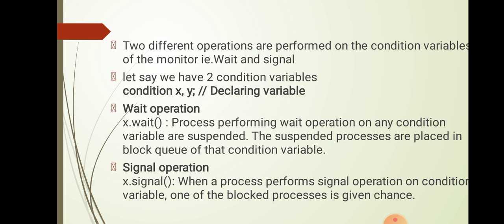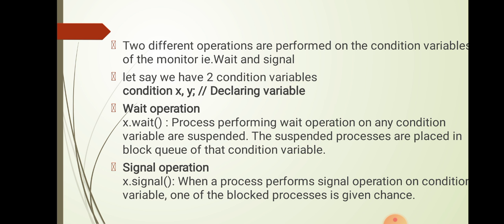Next, two different operations are going to be performed on the condition variable. So what is a condition variable here? We declare the variables with a certain condition, and those variables are the condition variables. The operations are the same as we have done in a semaphore: wait and signal are the two operations we are going to perform.